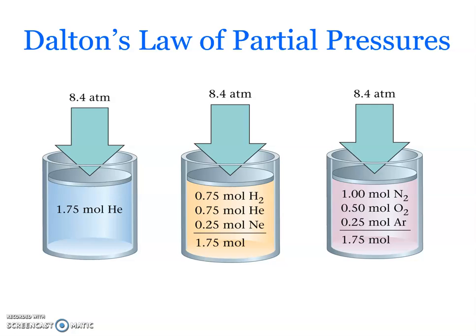Again, another way of looking at this, if I have 8.4 atmospheres of pressure, 1.7 moles of helium. If I have 8.4 atmospheres of pressure, maybe it's 3 gases, but they're all going to add up to the same number of particles. If I have 8.4 over here, different gases, same thing. So as long as you have equal numbers of moles, the pressure all adds up to the same volume and the same pressure.